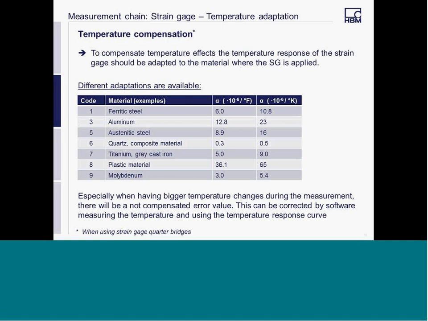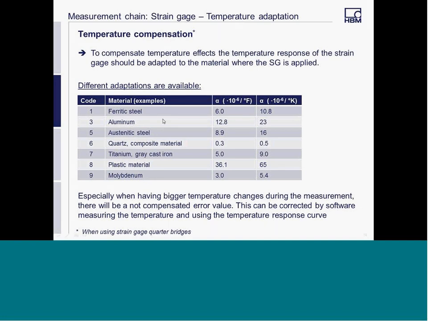So the next one is the temperature compensation. If you have a temperature change during your measurement, maybe because it's a longer measurement and the temperature will change, then you should ensure that you adapt the strain gauge to the material you apply the strain gauge on. So if you apply the strain gauge here on steel, then you have to take a strain gauge adapted to that. In the HBM world, the code is 1. If you glue on aluminium, take that one, and so on and so on.